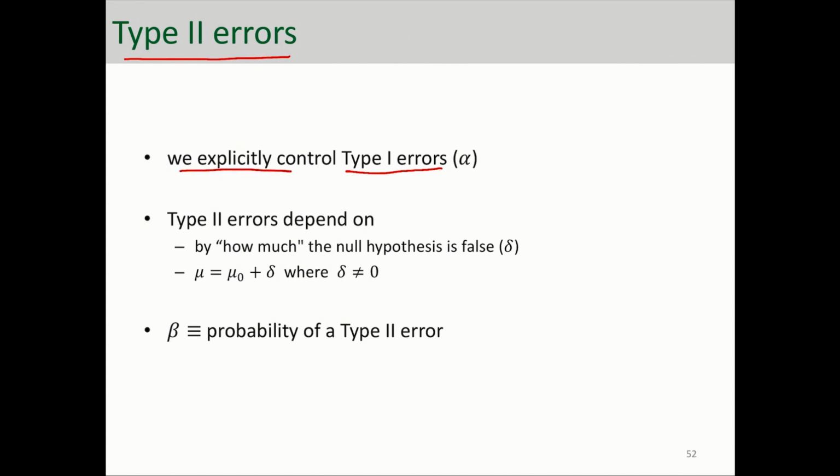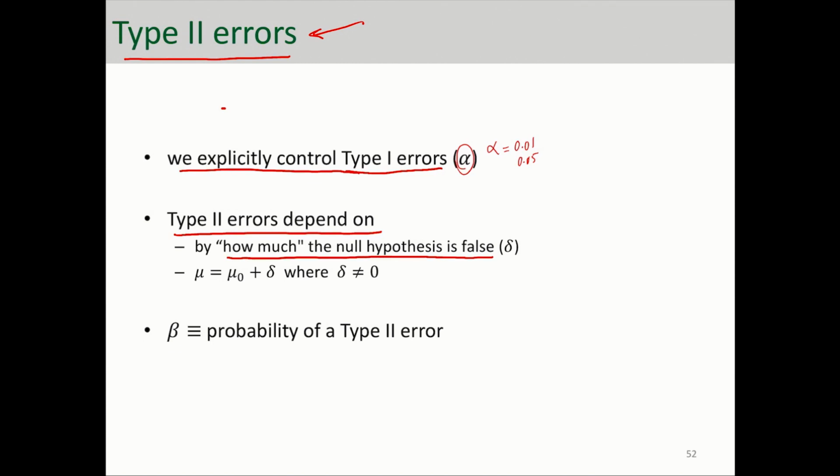And we explicitly control the probability of type 1 error by setting up the alpha of our test ourselves, right? We start the test with some alpha level, 0.01, 0.05, some values within 0.001 to 0.1. So we control the probability of type 1 error, but we really do not control the probability of type 2 error. Type 2 error depends on one important factor: how false or how much the null hypothesis is false.